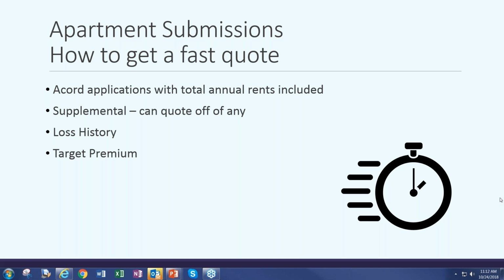And I mentioned earlier as well, we can look at new purchases too. I know that's a little bit harder sometimes to have a target premium on them because they don't have current coverage. So you're just taking it out to market to see what is available for them.